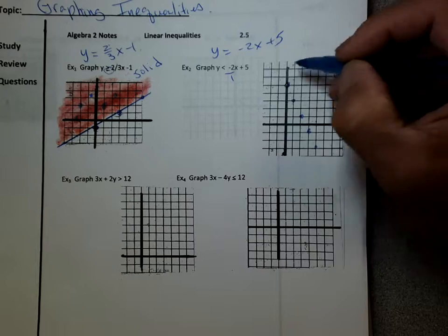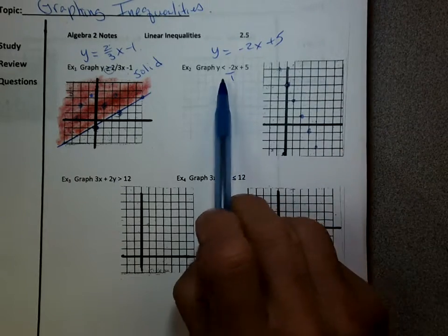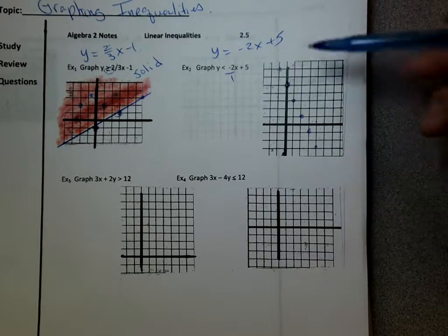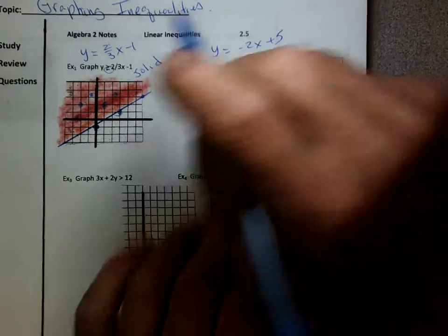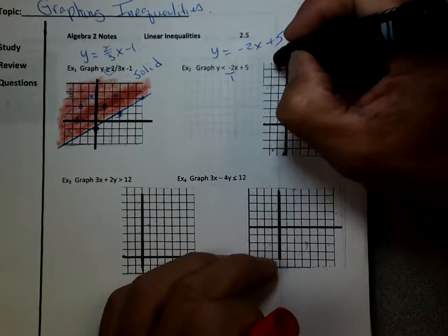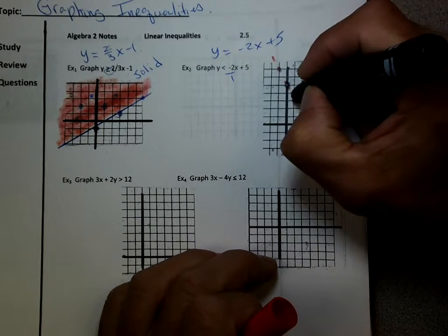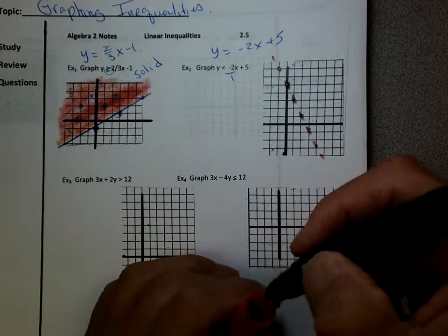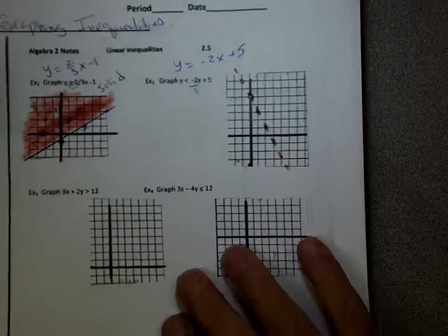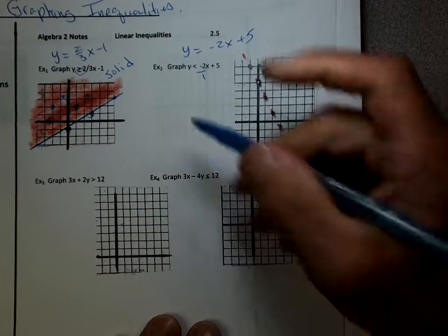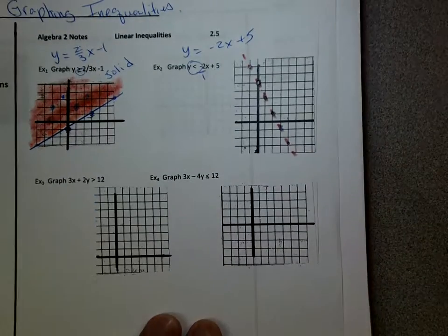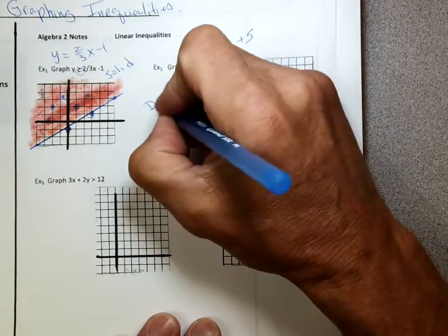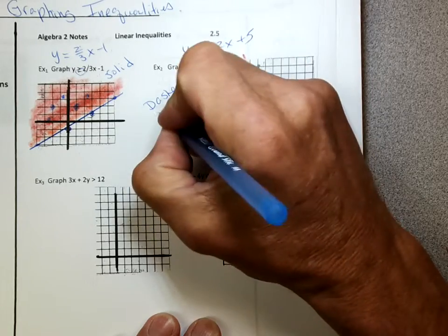But I'm not going to make a solid line. This time, I want everything less than the line, but I don't want it to be equal. So I make a dashed line. It's really important to make it dashed. Don't make it solid, because I don't want it to equal the line itself, but everything below it, less than it, okay? So if there were an equal sign right here, I'd make it solid, but since there's no little equal sign, it's going to be a dashed line.